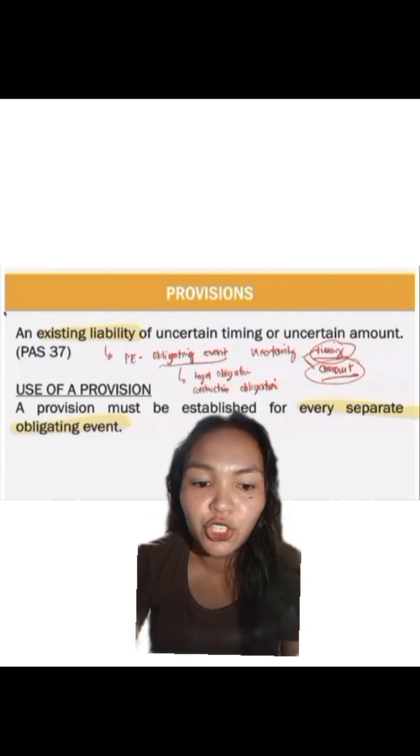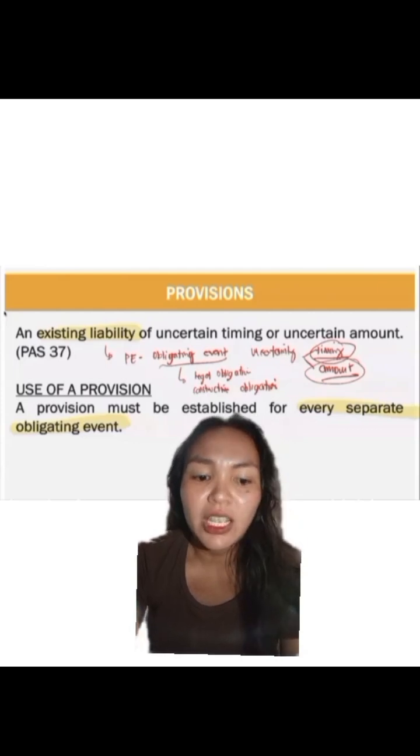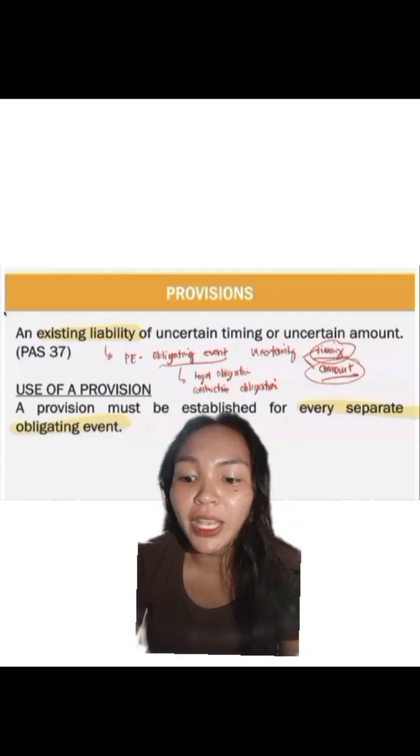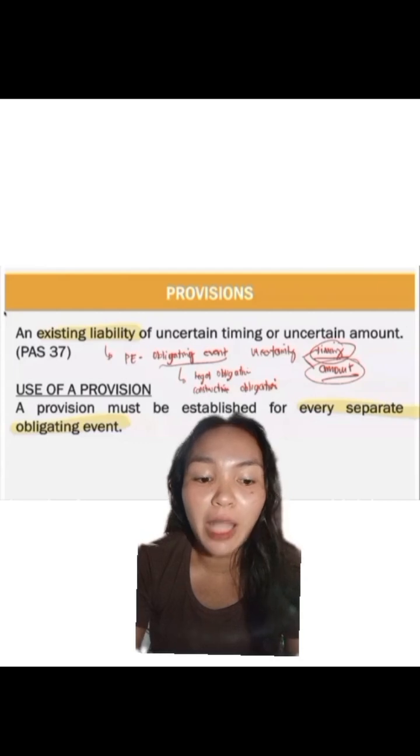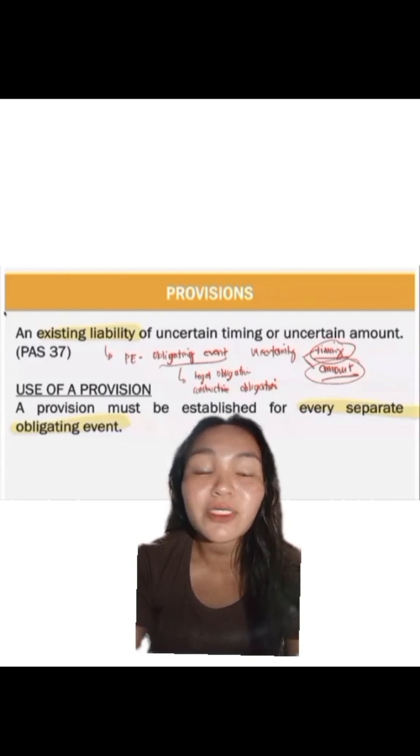The main problem in a provision is the uncertainty, either as to timing or as to amount. Timing is when you can pay that liability, while uncertainty as to amount is how much you will pay on that liability. When we talk about an obligating event, it can either be a legal obligation arising from contracts, laws, and statute, or a constructive obligation, which is based on your different assumptions. A provision must be established for every separate obligating event.